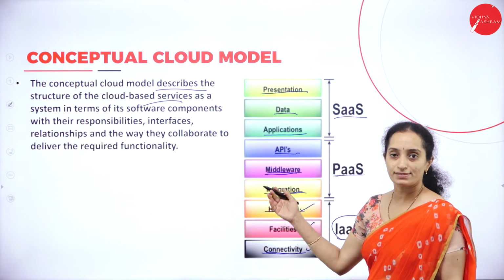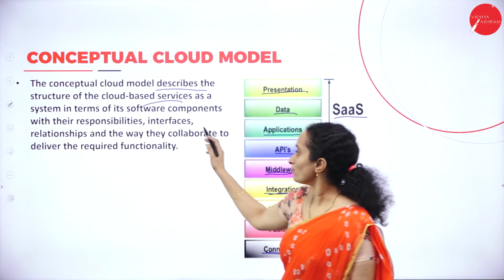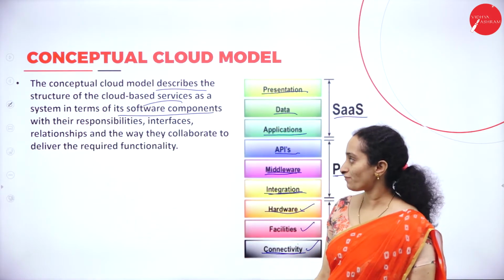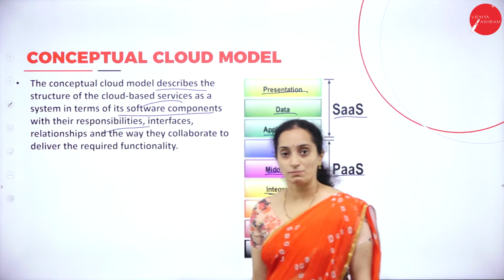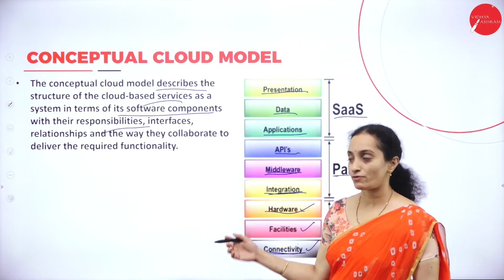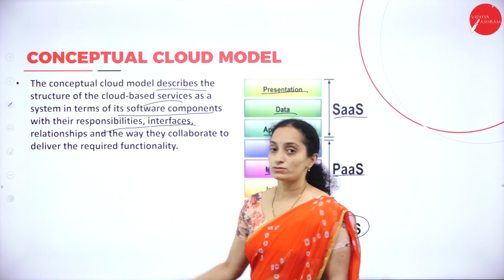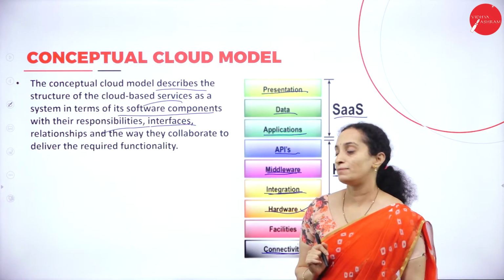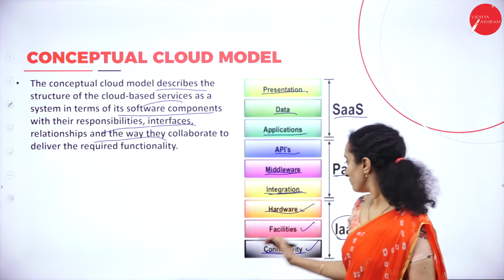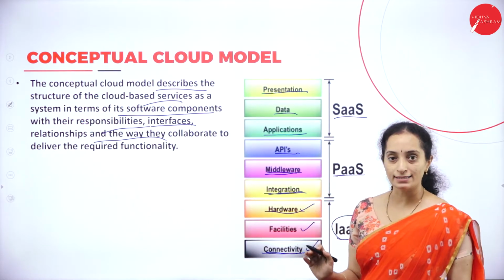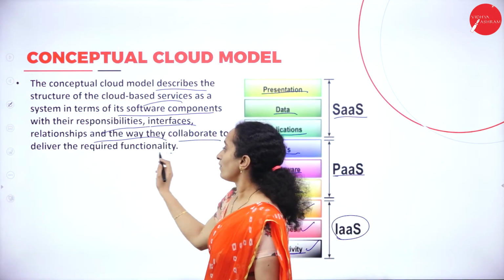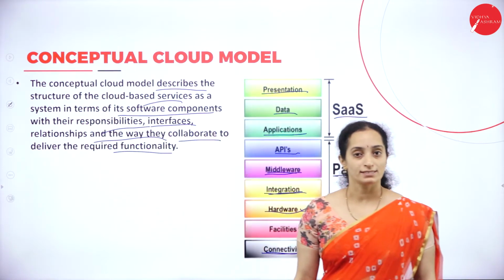The cloud model describes the structure of cloud-based services. What are the different services that can be provided by a cloud, in terms of software components with their responsibilities? What are the different responsibilities the client and the service provider have to handle? What are the different interfaces the provider can give? And what is the relationship between IaaS, PaaS, and SaaS, how they interact with each other and collaborate to deliver the required functionality?